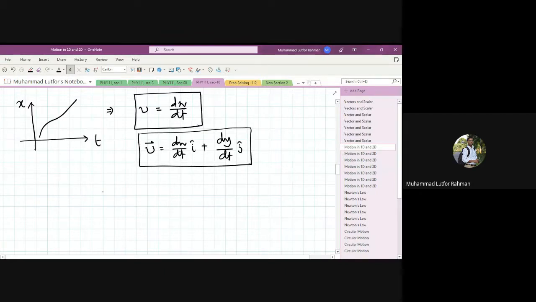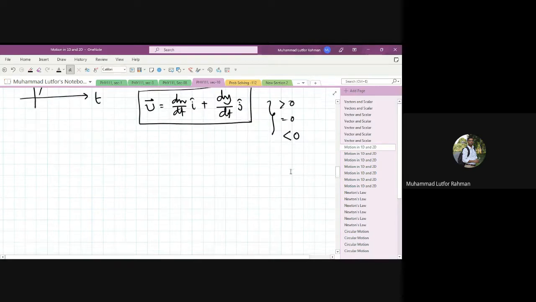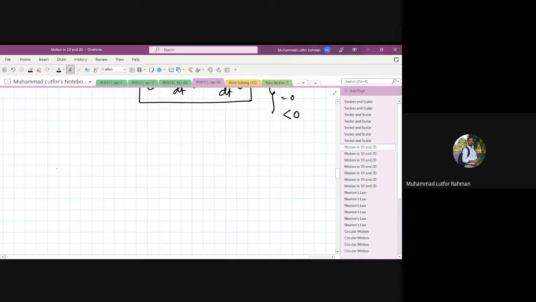All right, say this instantaneous velocity could be greater than 0, it could be equal to 0, and it could also be less than 0. I'm coming to that point when it will be that. Say for example, I'm going to draw a curve over here. Displacement versus time graph. So this is my time.